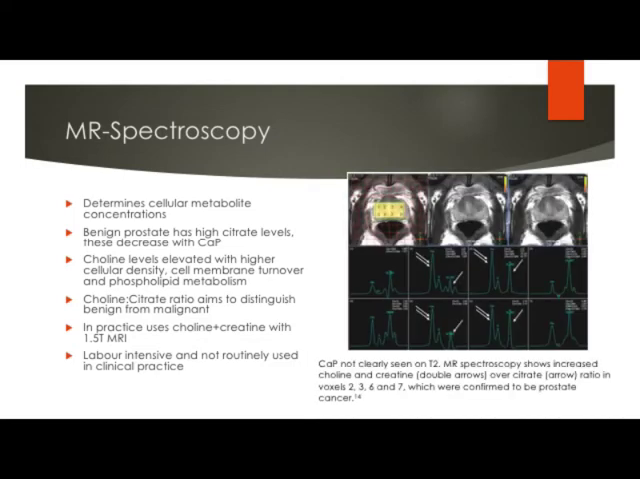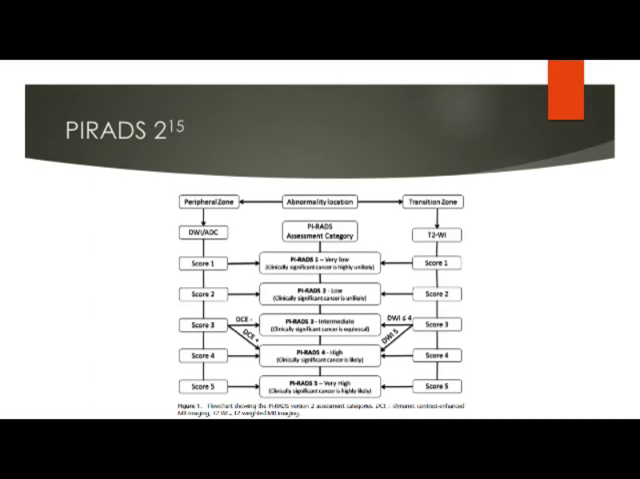Again, it's labour intensive and not necessarily routinely used. And you can see here the double arrows point to peaks in choline and creatinine, whereas the lower arrows point to peaks in citrate levels. So it suggests that in the areas where the spectroscopy has been performed, these areas are at higher risk of having prostate cancer, and in these patients that was confirmed by biopsy.